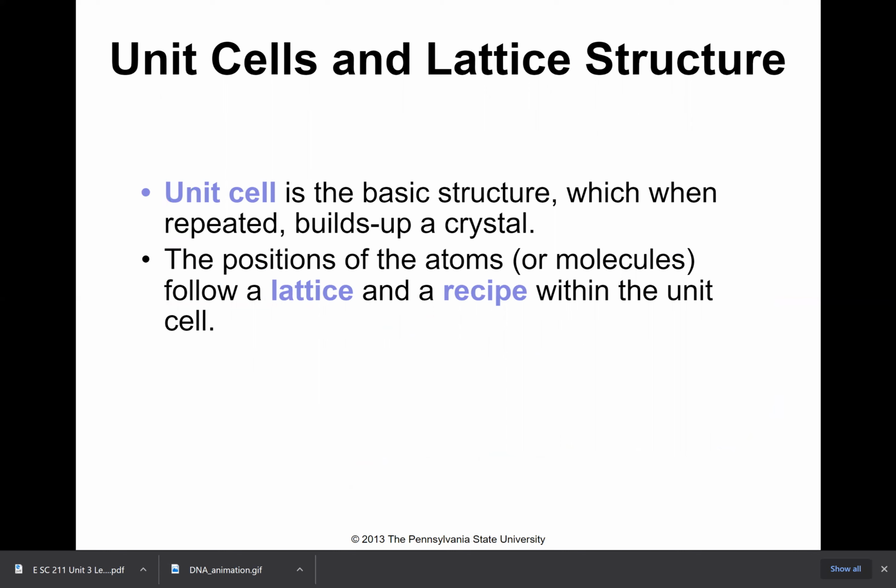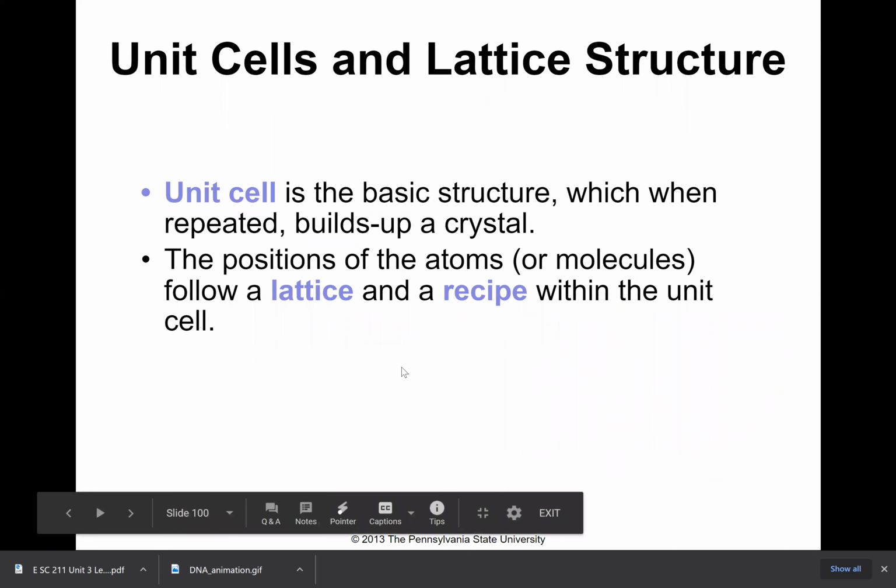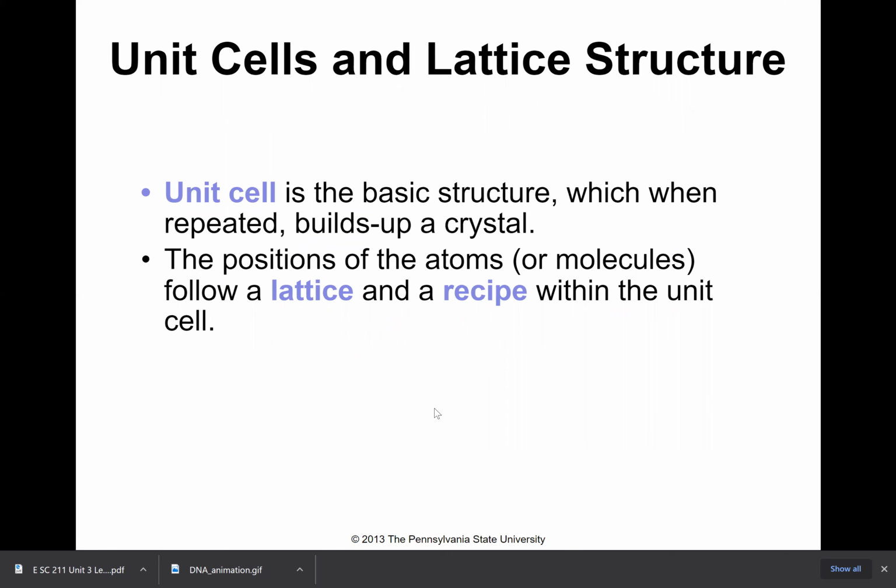So in order to be able to communicate and understand how the atoms are exactly positioned and lined up, we use certain terms like unit cells and lattice structure. A unit cell is the basic structure which, when repeated, builds up a crystal. And the positions of the atoms or molecules follow a lattice and a recipe within the unit. So the lattice structure is how the unit is put together, and the unit is the smallest group of atoms that can be repeated over and over again.